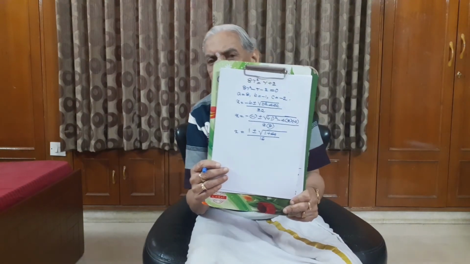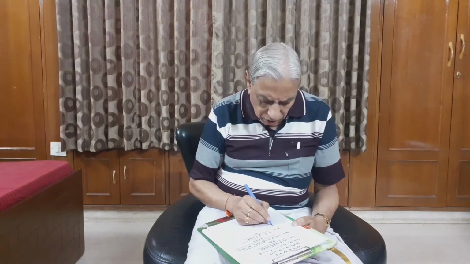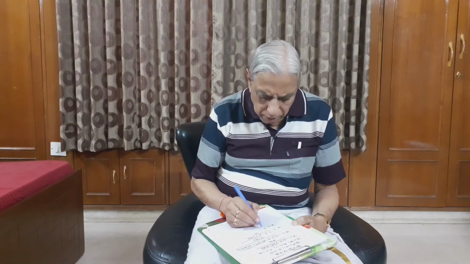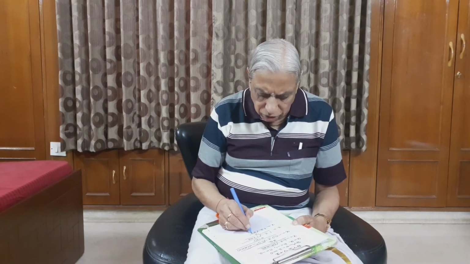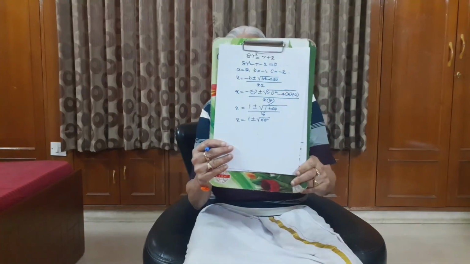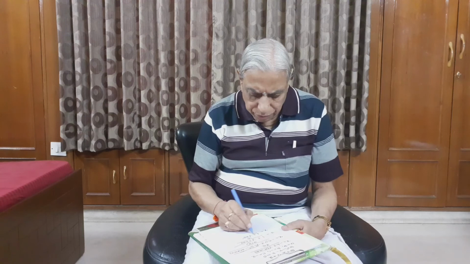You must simplify perfectly. Next one. x is equal to 1 plus or minus square root of 65. Why 65? 64 plus 1 is 65, whole divided by 16.